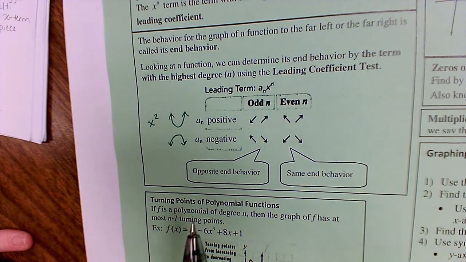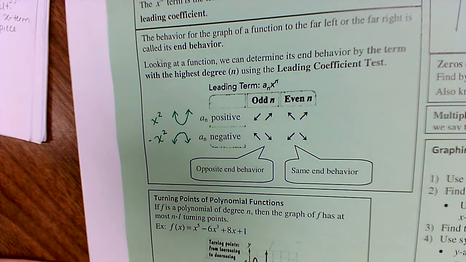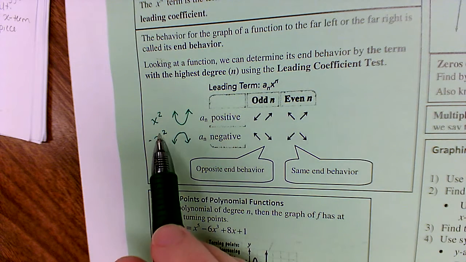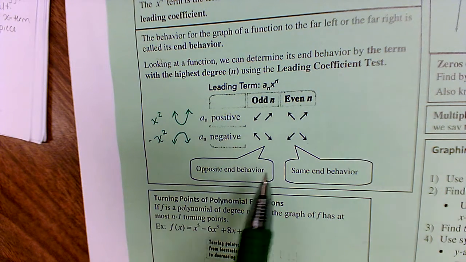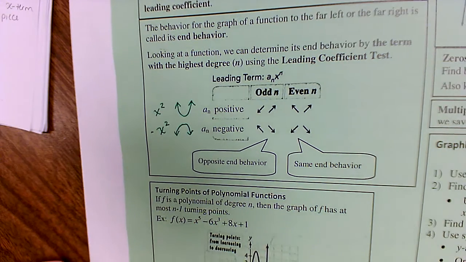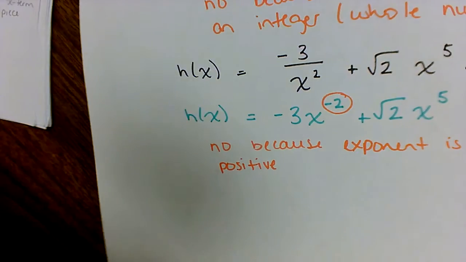They're doing opposite things. Okay, so the steps for this, we look at positive or negative. Positive or negative tells us what it's doing on the right, and we can remember that by remembering just our x squared function. And we look at our exponent for even or odd. Even is the same, opposite is odd. So let's do some practice of finding our end behaviors.